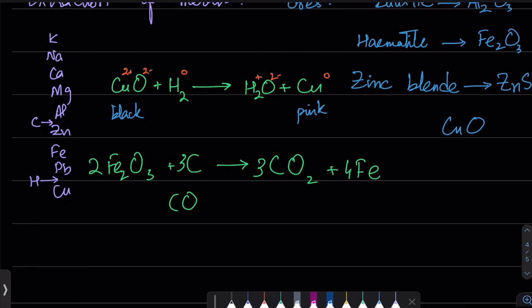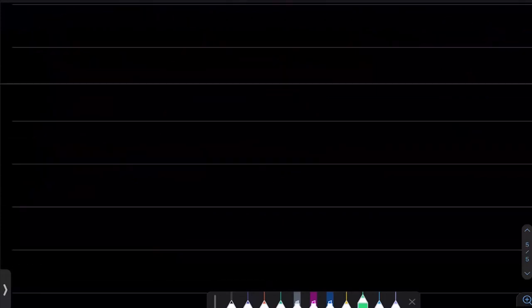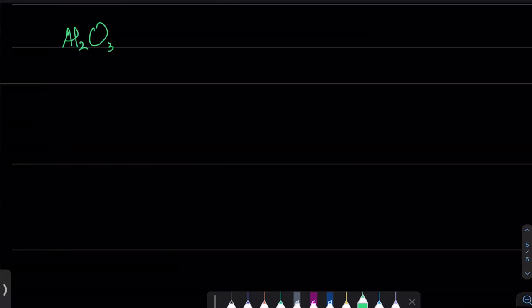So what do I do? For all of these, we use electrolysis, because we can't use carbon for them. So let's do the electrolysis of aluminum oxide. Aluminum oxide, we have to electrolyze it.